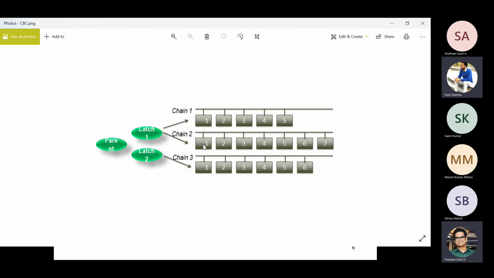It reaches chain 2. First is busy, second is busy, third, okay, this is free. In fact, the block kept here is now in expired state, and the DB writer will come anytime and move it to the disk. So it will reserve this slot for itself, for further processing. That's just an example.